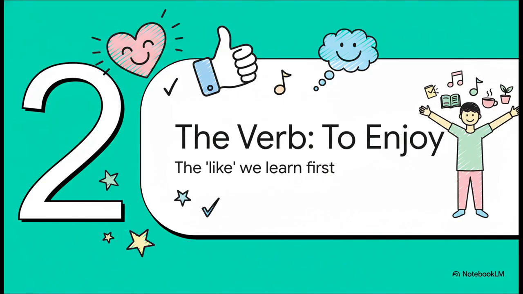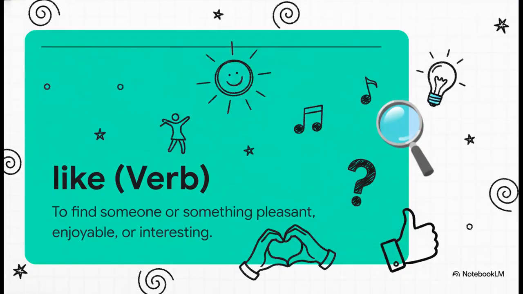All right, let's start with the version of like we all meet first, probably on day one of an English class. This is like the verb, the one we use to talk about what we enjoy, our preferences, our feelings. At its core, the definition is really simple. You find something pleasant or enjoyable. This is the like of preference. It's really the emotional heart of the word. And you'll see how all its other, more complicated meanings kind of grow from this one simple feeling.